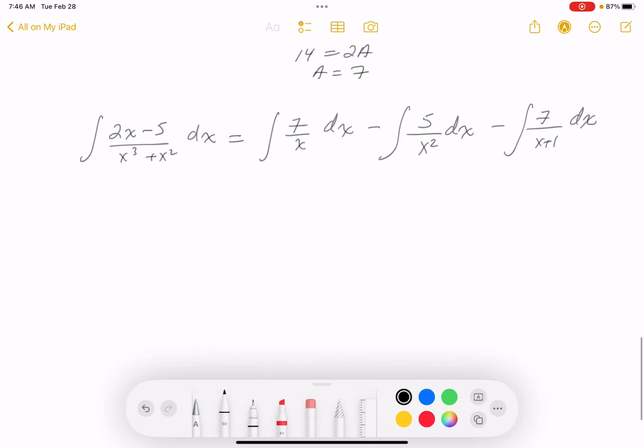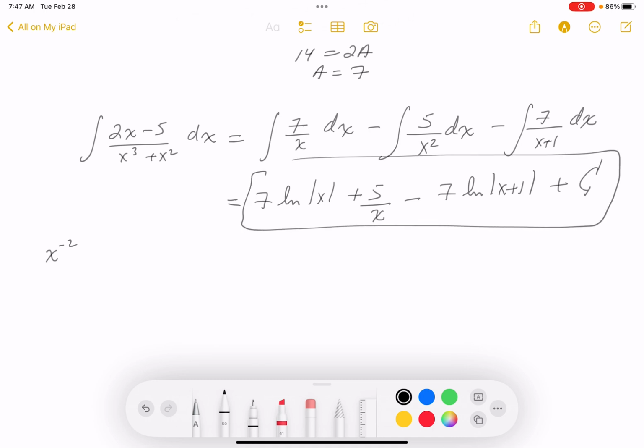All right, let's do one step at a time. And the first one's really not that bad. It's going to be 7 natural log, absolute value of x. There's going to be minus. I want to point out, I'm looking at x to the minus 2 for the integrand. So what do I do? I increase the exponent by 1, so it'll be minus 1, and divide by minus 1. What are you going to get? Plus 5 over x. Let's go to the next term. Not so bad. Minus 7 natural log of x plus 1. All integration symbols are removed. I'll put the C down.